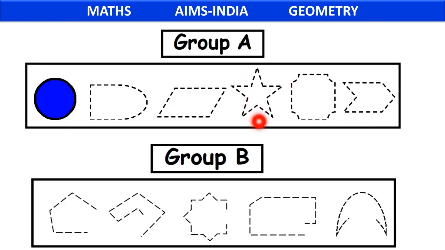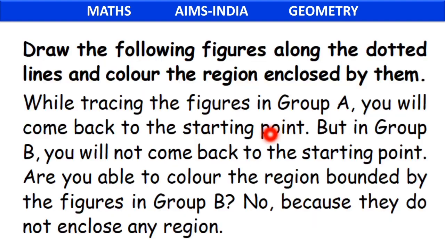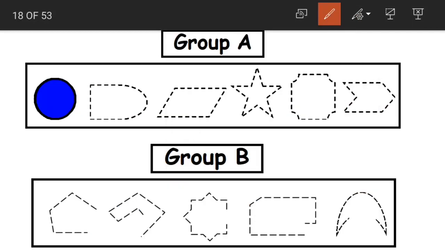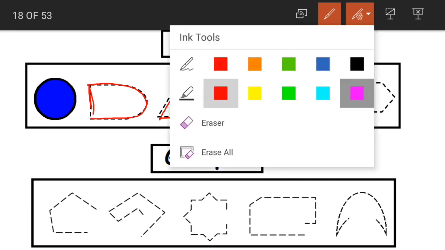Now let us look at some figures here, group A and group B. Draw the following figures along the dotted lines and color the region enclosed by them. While tracking the figures in group A, you will come back to the starting point. What are they saying? We have to draw along the dotted line like this. We have to draw along the dotted line, and after drawing we have to color.